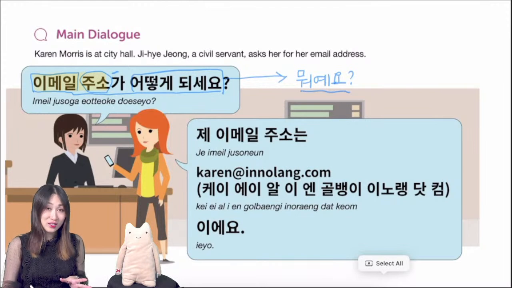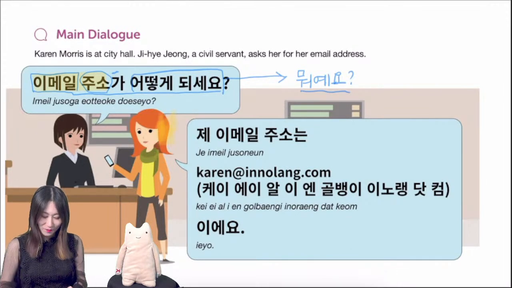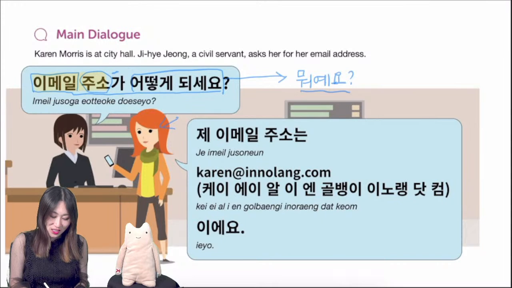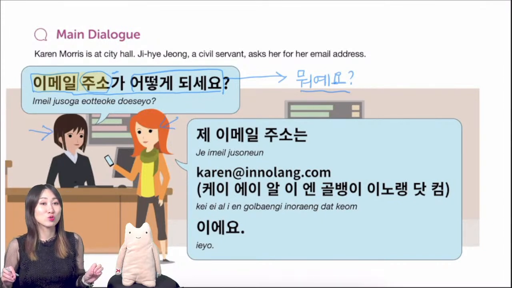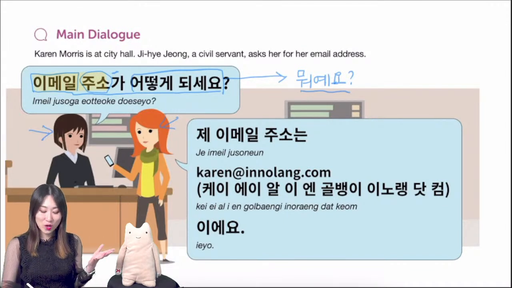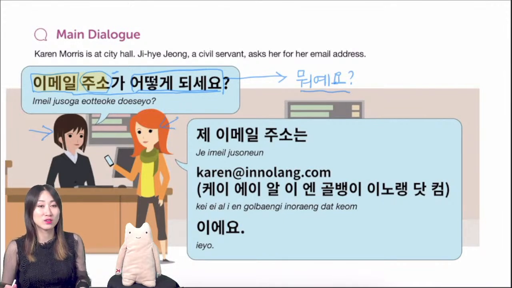Now, she's Karen, by the way. Karen Morris. Karen 씨 is at City Hall, and 지혜 is a civil servant. So she's speaking formally, politely. So that's why she's saying 어떻게 되세요? But in a normal situation where you don't have to be very polite, then you can say 뭐예요?